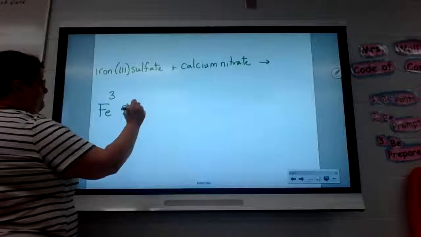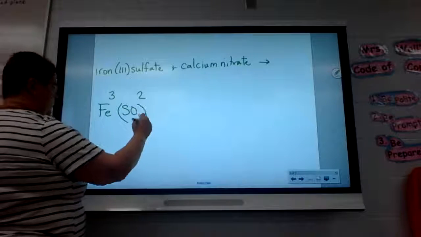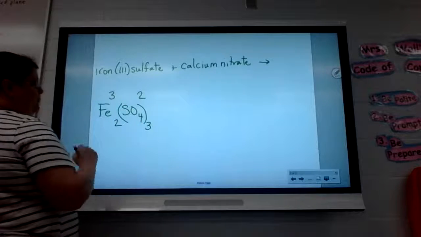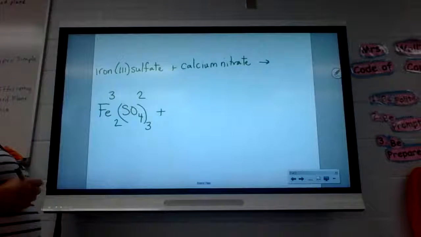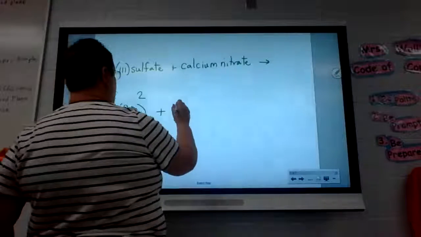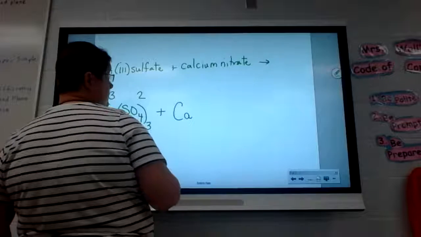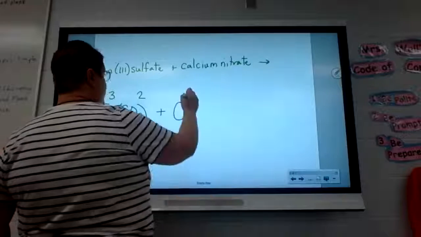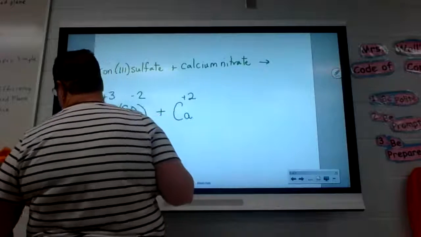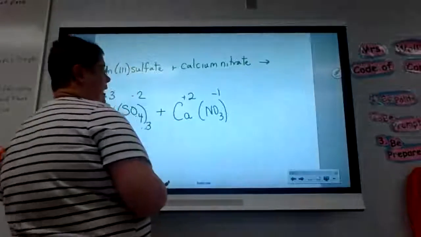SO4 with a what? With a 2. So what am I putting around the SO4? Parentheses. All right, so the 2 comes down, the 3 comes down. Plus, how do I write calcium nitrate? Ca. Okay, what goes at the top? Plus 2. All right, what's nitrate? NO3. -1.